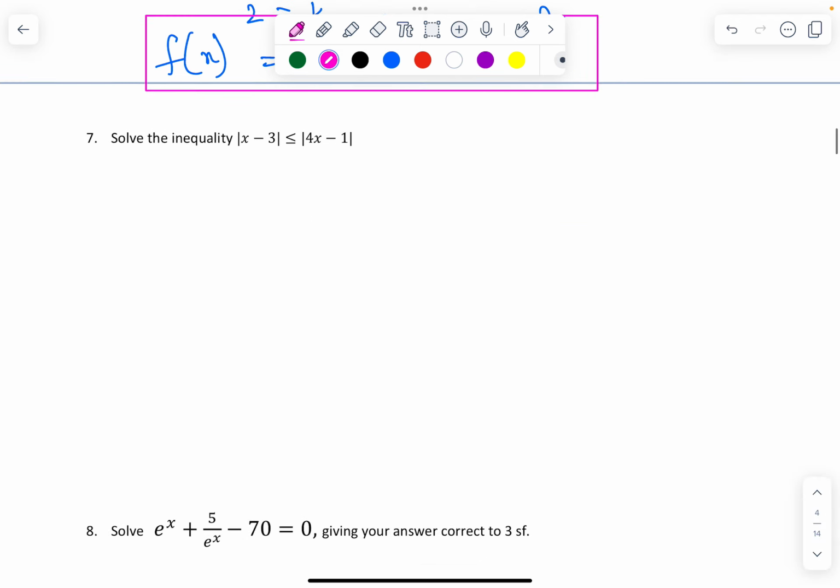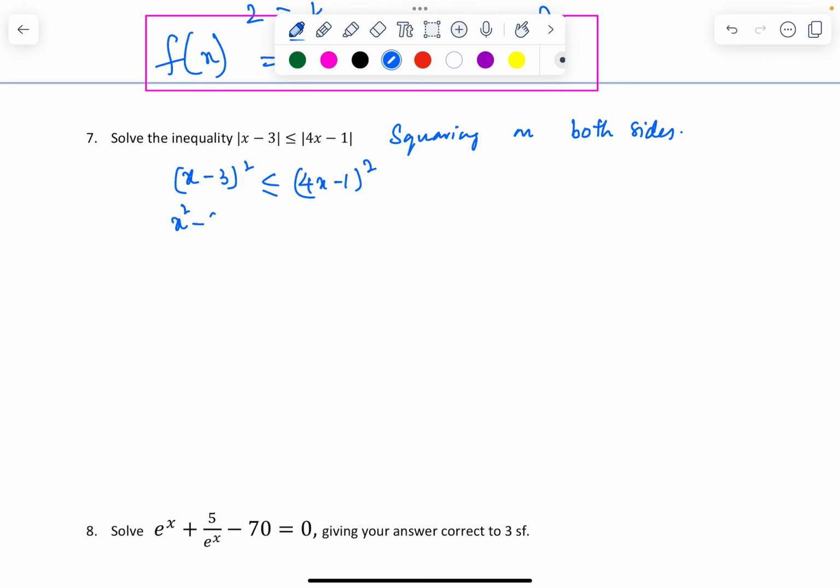Then question number 7, solve the inequality. Whenever you see the modulus on both sides, as I said in review 1, square on both sides. Okay, so I square on both sides. So this gives me x square minus 6x plus 9 is less than or equal to 16x square minus 8x plus 1.